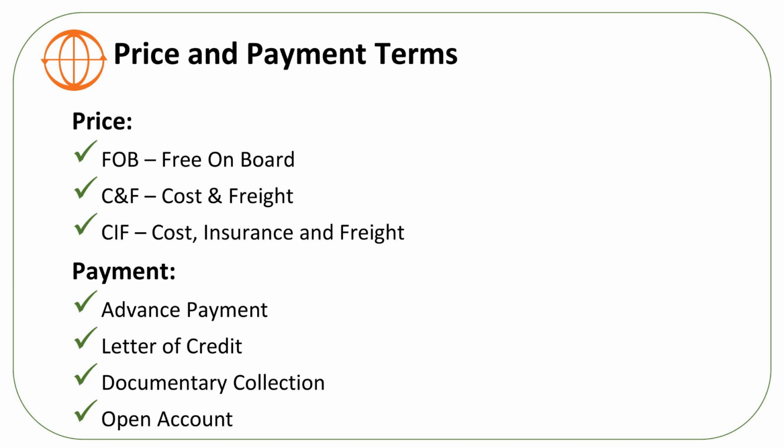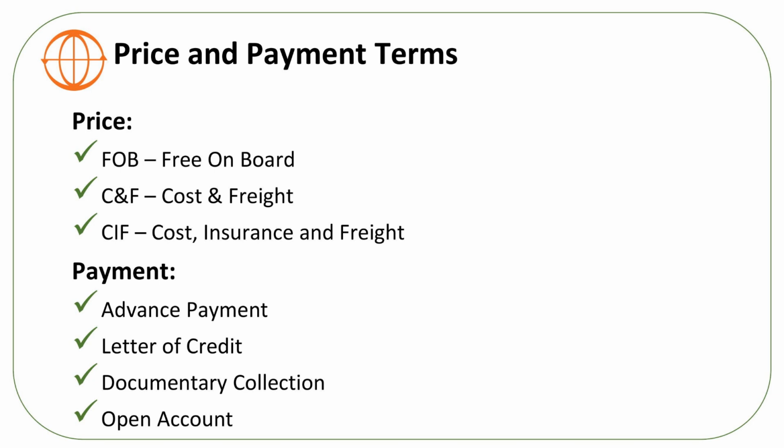C and F, or cost and freight. Here the seller has to pay for the shipment to a specified delivery point. CIF, or cost, insurance, and freight. Here the seller has to pay for the shipment to a specified delivery point and for the shipping insurance. In these three cases, the seller does not have to pay for any tariffs imposed by the importing country. These are for the buyer's account.